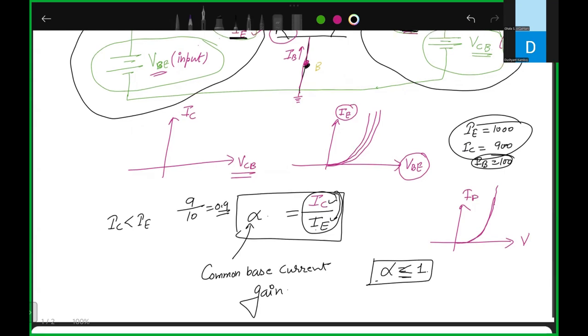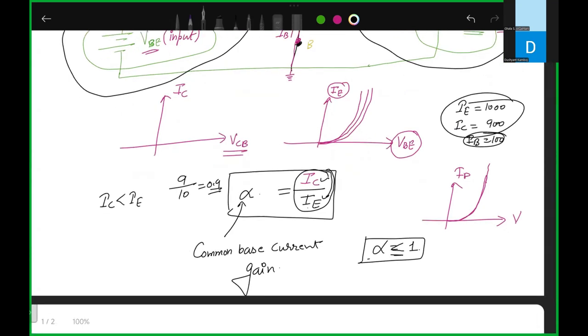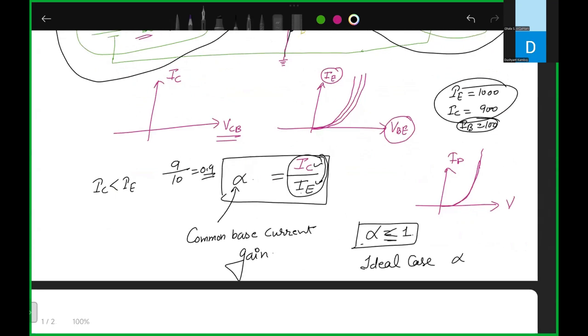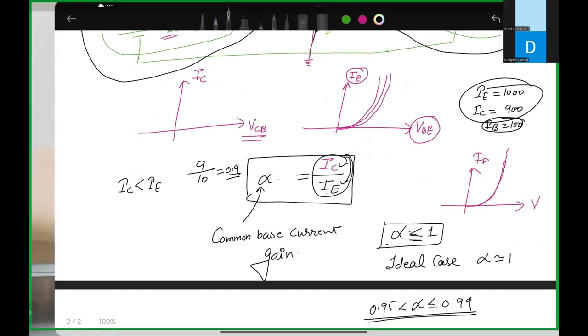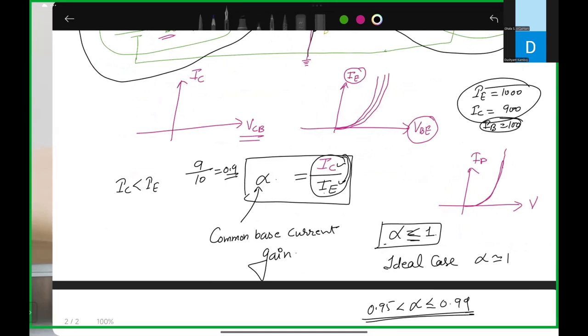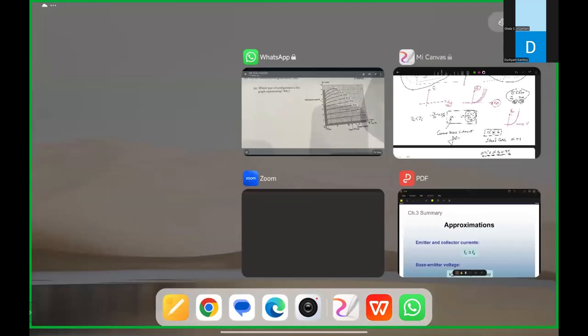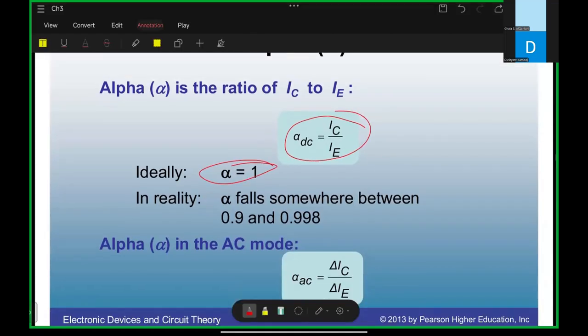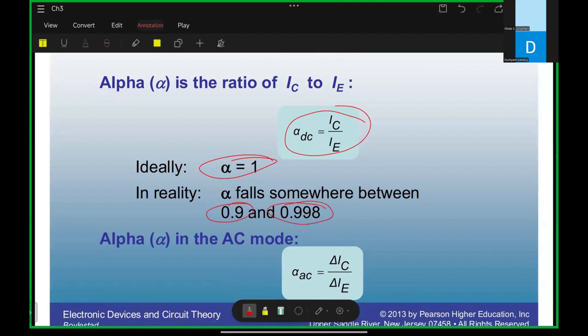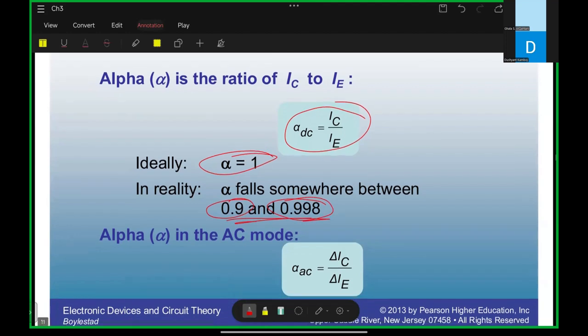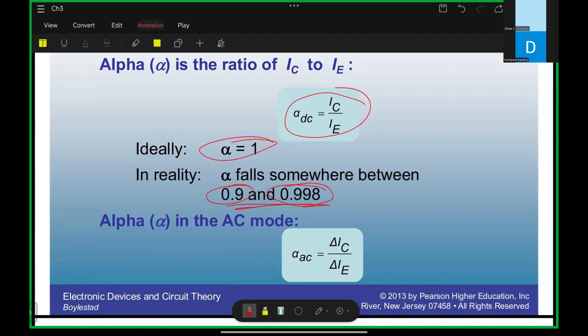So basically, in the ideal case, alpha is almost equal to 1. If I talk about the practical case, alpha value generally lies between 0.95 to 0.99. And what is alpha? That is IC upon IE. Remember, this is called common base current gain. Can you see here? That is lying between 0.9 to 0.998. Okay, Gala? Any doubt in this one? Then please ask. No, it's good.